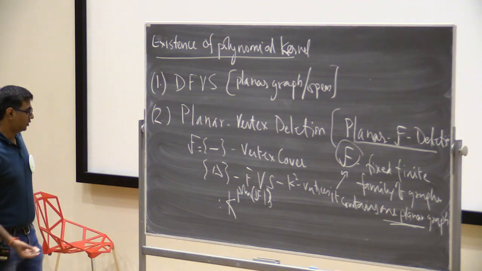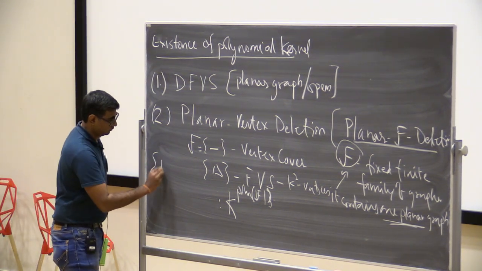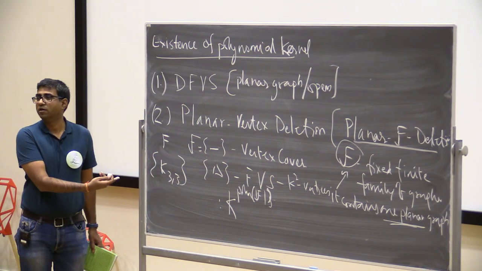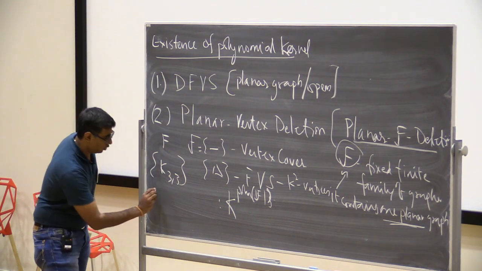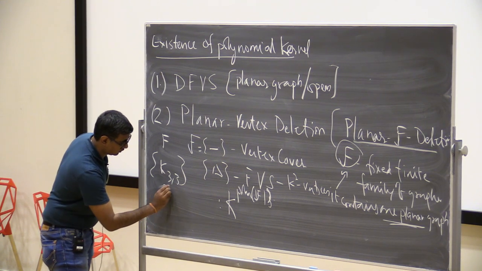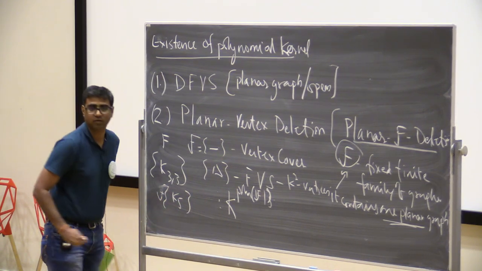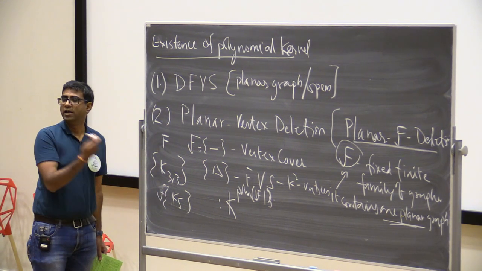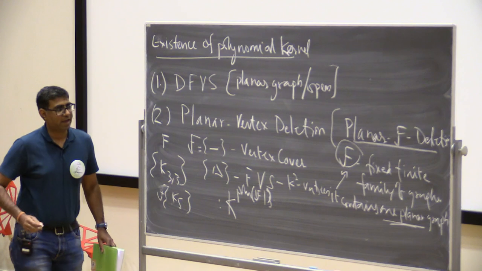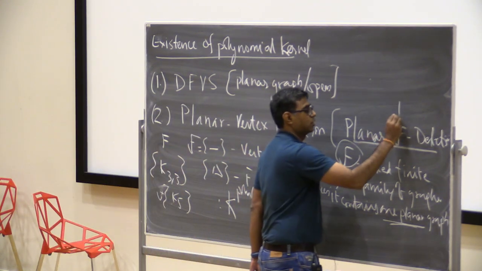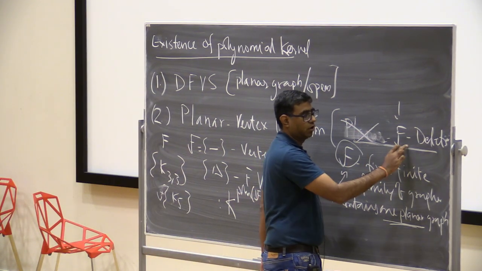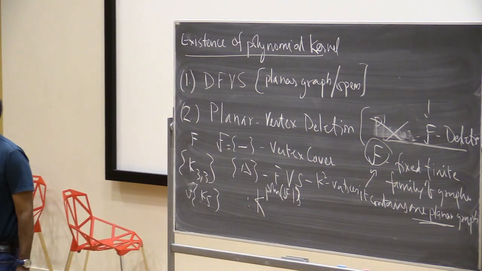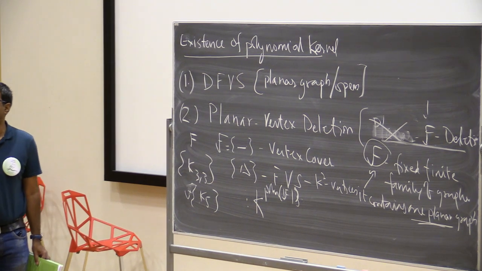Now, what about a family which contains K3,3? This is not a planar graph. Or F contains just K5. It's not a planar graph, right? These are the two smallest non-planar graphs we can think of. And any F deletion, whether it contains a planar graph or not, is FPT by graph minors and all these kinds of things. So whether they admit a polynomial kernel or not is a natural open question.